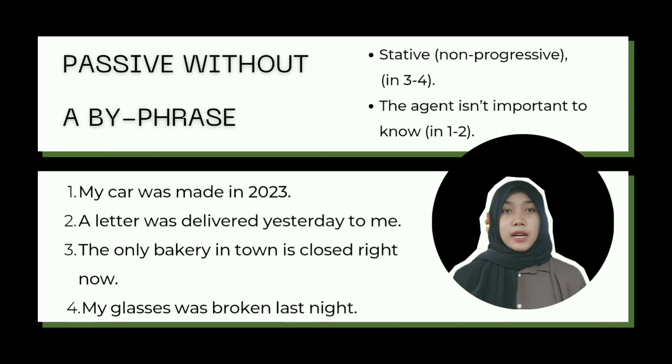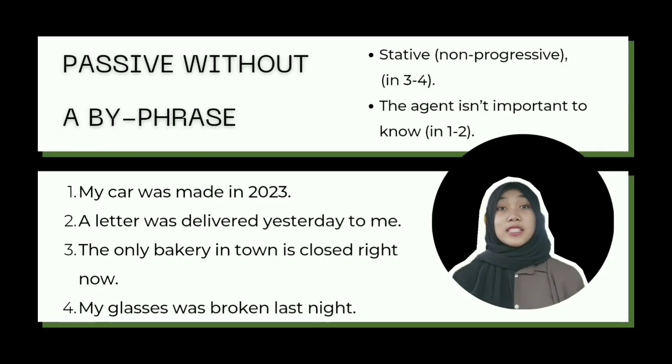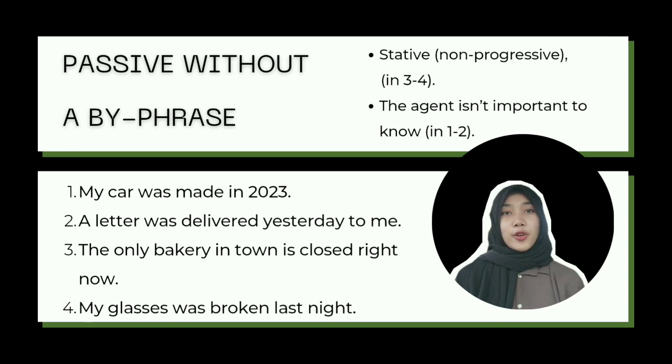Passive without a by phrase, or without the preposition by, is called the stative or non-progressive passive, and the examples are 3 and 4. The only bakery in town is closed right now, and my glasses were broken last night. Why can't it be like that? Okay, I'll give you the explanation about it.